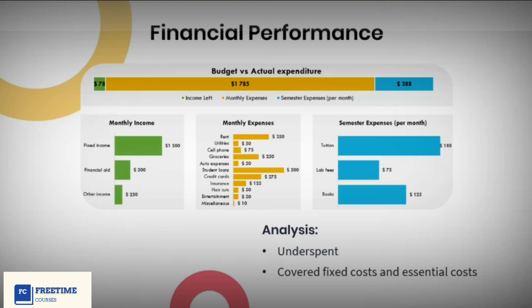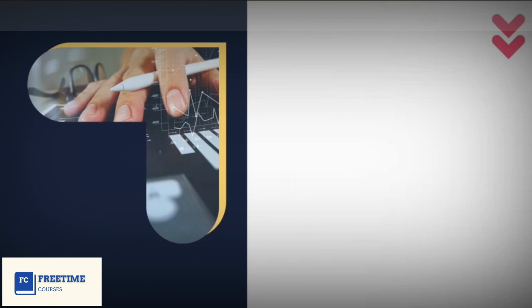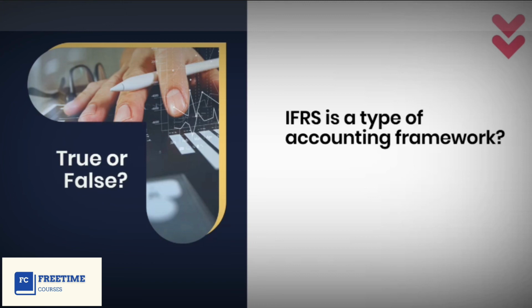And before we conclude this lesson, let's make use of Morpheus one last time. Enter your answers to this very easy true or false question. IFRS is a type of accounting framework. As a quick recap, accounting frameworks are important guiding principles to enable preparers of financial information to record and report the finances of an organization in a consistent and accurate manner. So this answer is true.